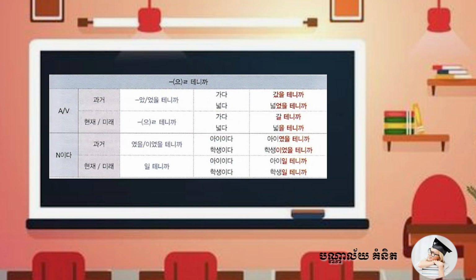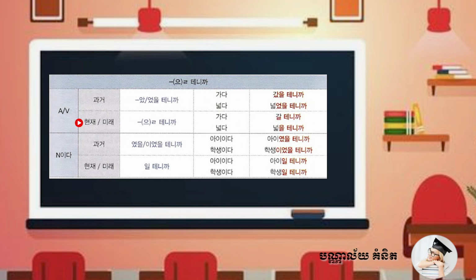Now we look at the form of this grammar. 을 테니까 is used with adjectives or verbs. For the past, we use 았/었을 테니까. We look at 가다. 가다 doesn't have 받침, so we add ㅆ plus 을: 갔을 테니까. 놀다. 놀다 has a 받침, so we put 았/었을 테니까.